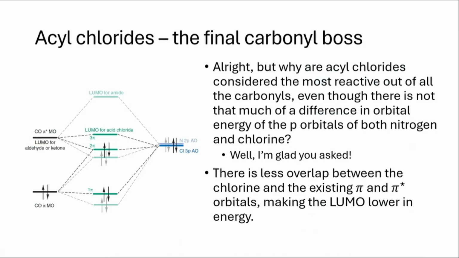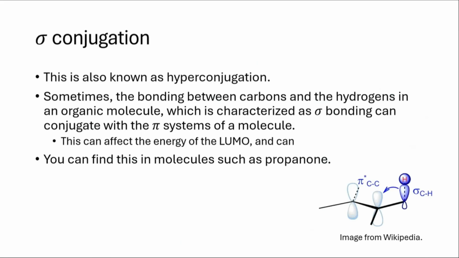Now, I want to go over acyl chlorides. So, here's the question. Why are acyl chlorides considered the most reactive out of all of these carbonyls, even when there's not much of a difference in orbital energy between the p orbitals of both nitrogen and chlorine? So, the reason for this is because there's actually less overlap between the chlorine and the existing pi-pi antibonding orbitals. So, this is known as hyperconjugation, and this is where you have CH sigma orbitals, and these kind of conjugate with existing pi systems, and this will affect the energy of the LUMO. You can find this in molecules such as propanone.